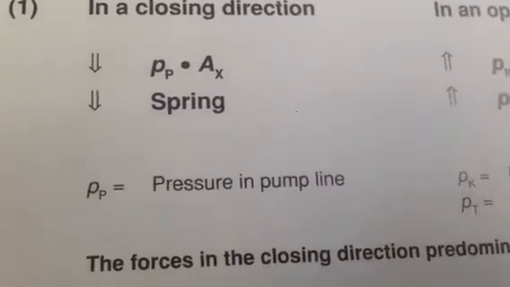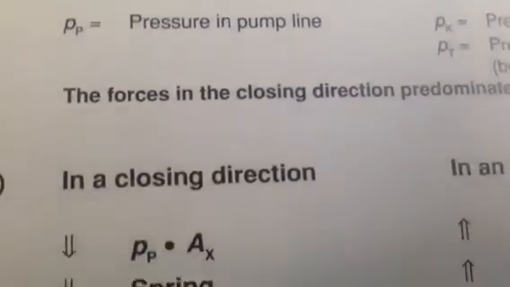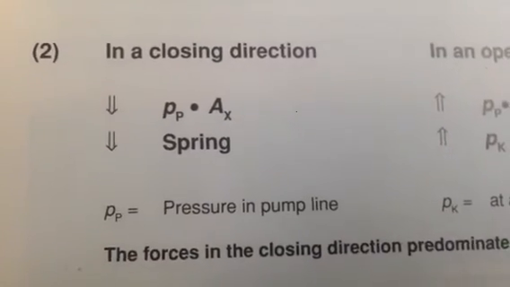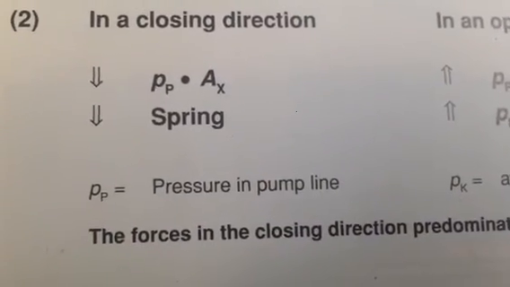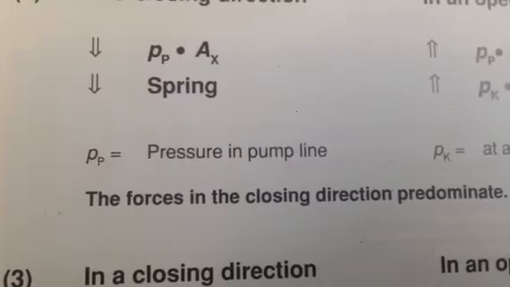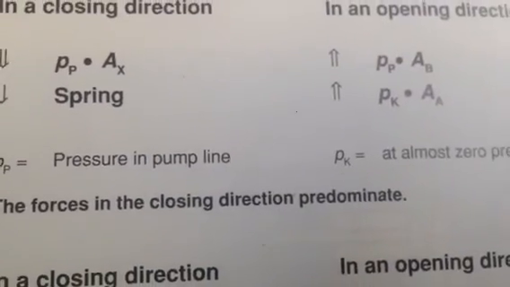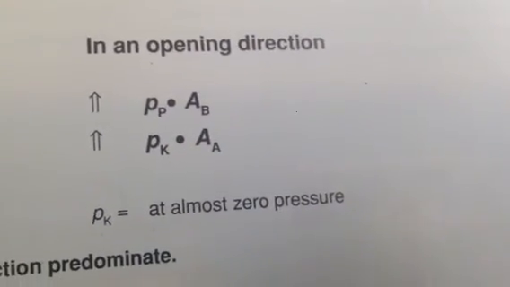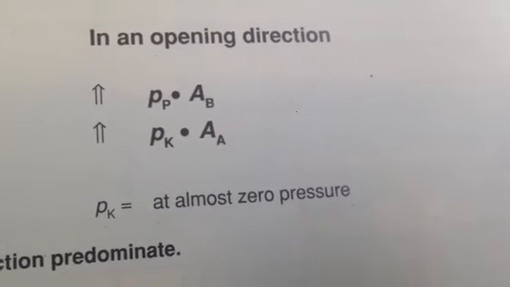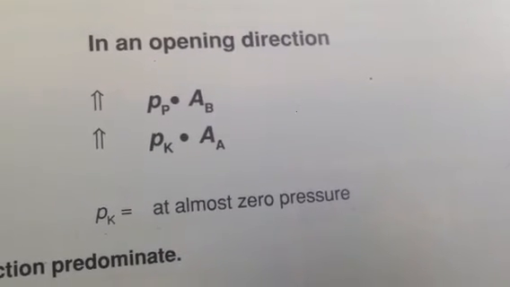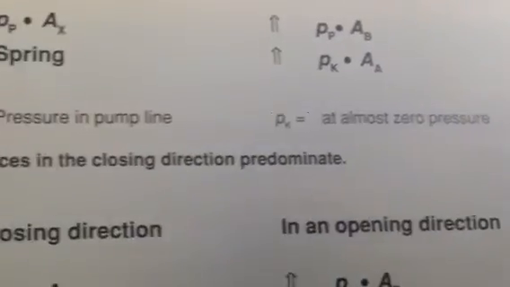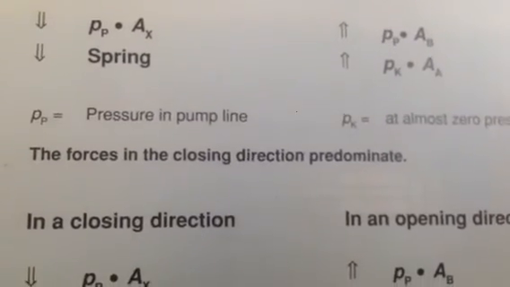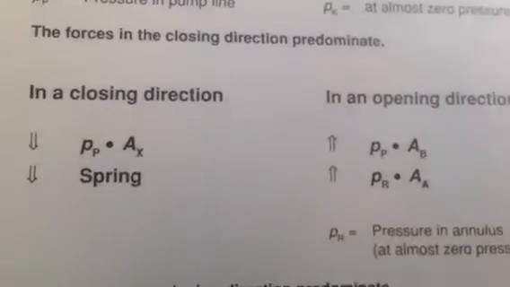PP into AX over spring, pressure in the pump line. Number 2, in a closing direction, PP into AX and spring over PP, pressure in the pump line. In opening direction, PP into AB and PK into AA, PK at almost zero. The forces in the closing direction predominate.